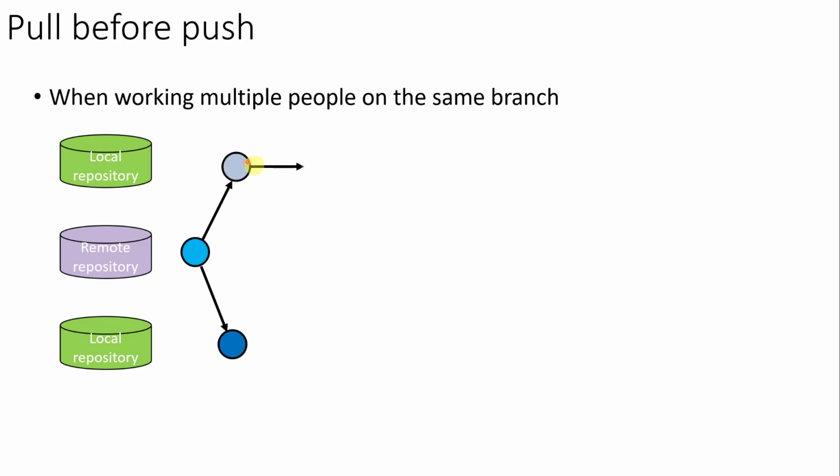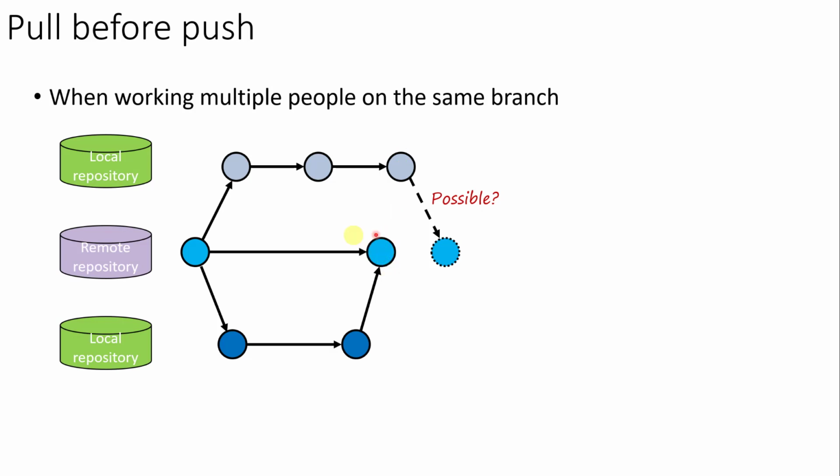And here we make a commit and maybe another one along the way, and we would like to push that back up to the remote repository like this. And the question is then, is this possible? And sometimes it is, and sometimes it isn't, because this person here has made a commit and they decided to push to the remote repository before the top person. So the remote repository now looks like this.